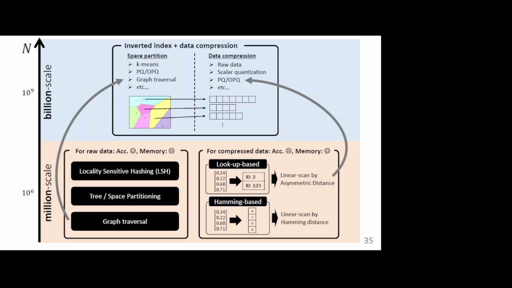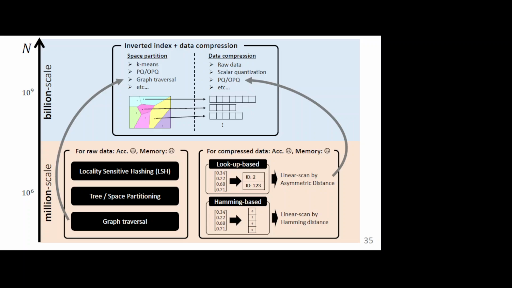When we consider your data set's scale, if we are at the medium scale, only 10 to the 6, we usually can use techniques like LSH, the tree structure, or the graph-based structure. All these index structures can provide very good accuracy, but some algorithms will consume a lot of memory.